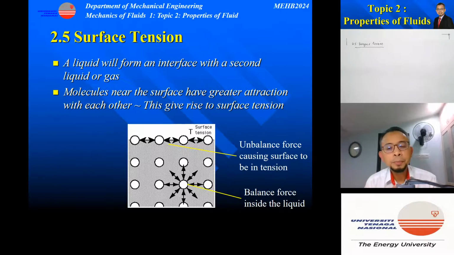The next fluid property that we will look at is surface tension. Generally, a liquid will form an interface with a second liquid or gas. If you consider the molecules in this fluid and compare the forces acting on the molecules within the fluid and in the area close to the surface, molecules near the surface have greater attraction with each other because of the imbalance in forces.